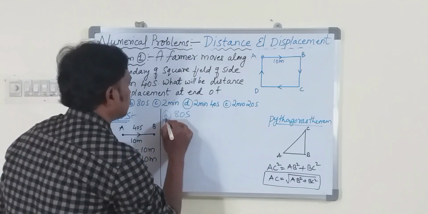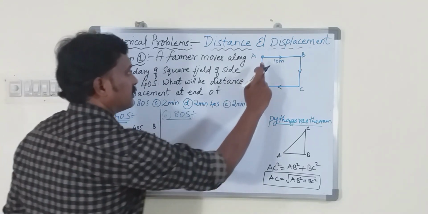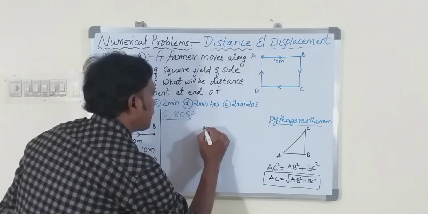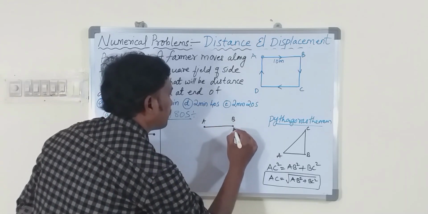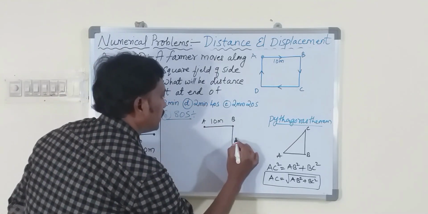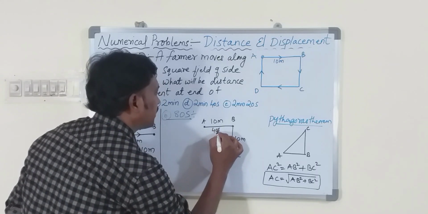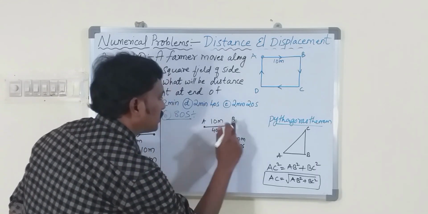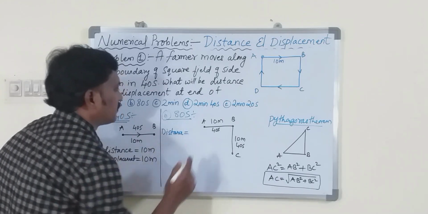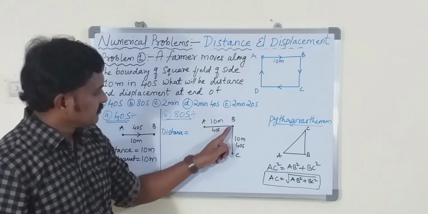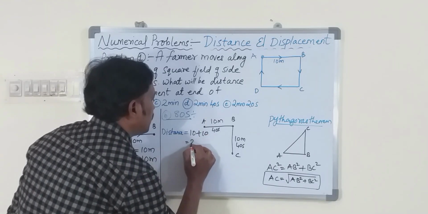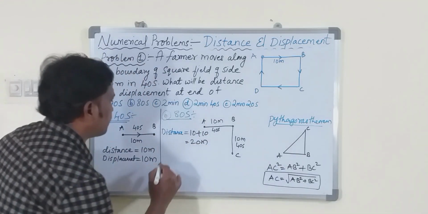Now, we know that to cover from A to B takes 40 seconds. Next, another 40 seconds, that is from B to C. So it is like this. Here it is 10 meters, here also it's 10 meters, and the time taken is 40 seconds, and again another 40 seconds, total 80 seconds, right? So let us see what is the distance here. The body has traveled a distance of 10 meters and another 10 meters. So 10 plus 10, it is 20 meters.